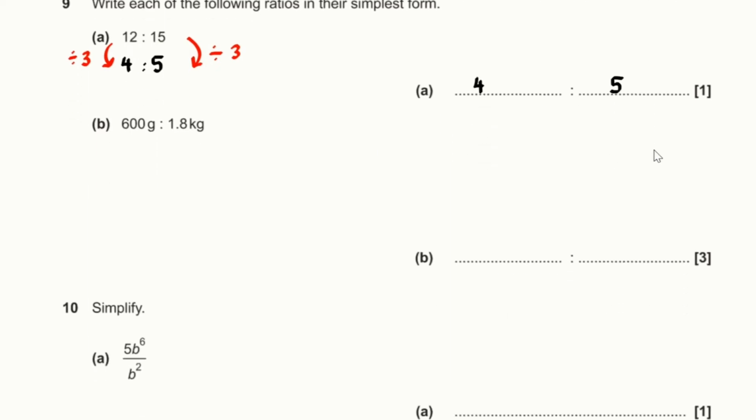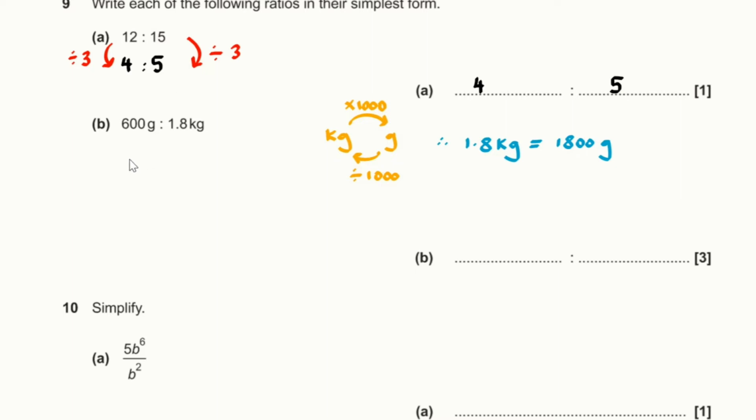Next, we've got 600 grams to 1.8 kilograms. First of all, you'll notice the units are different. We need to convert kilograms to grams. The way we can do this is multiply the kilogram unit by 1000 to convert it into grams. And grams to kilograms we could divide by 1000. And so 1.8 kilograms, multiplying this by 1000, we've got 1800 grams.